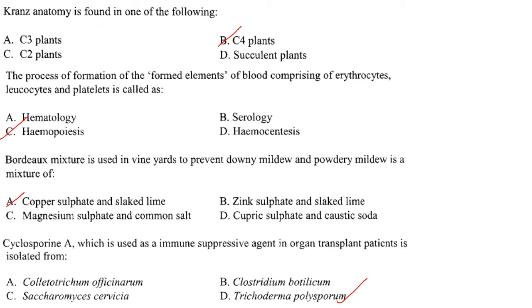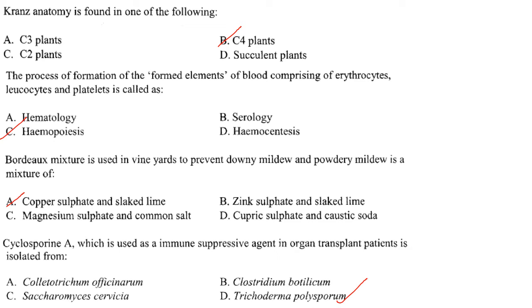It is found in the case of C4 plants. Answer is option B. Then the process of formation of the formed elements of blood comprising of erythrocytes, leukocytes and platelets is called hemopoiesis. Answer is option C. Then Bordeaux mixture is used in vineyards to prevent downy mildew and powdery mildew. It is a mixture of copper sulfate and slaked lime.